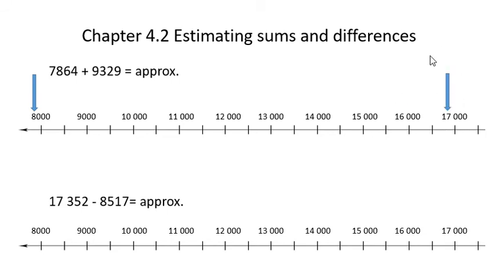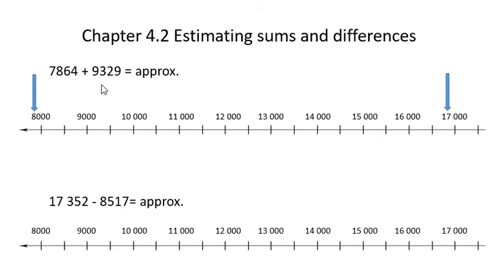This blue arrow right here represents 7,864 plus 9,000. And we ended up just before the 17,000 mark, right there. Now we have to add 329. I have to decide, am I going to be before 17,000 or after 17,000? So if I'm right here, to give a more exact answer, I could say 16,864 because I'm counting from here.